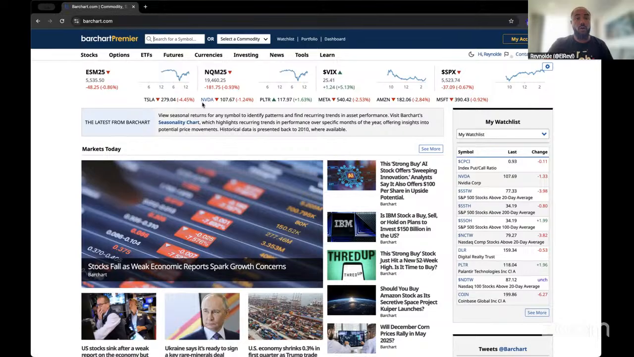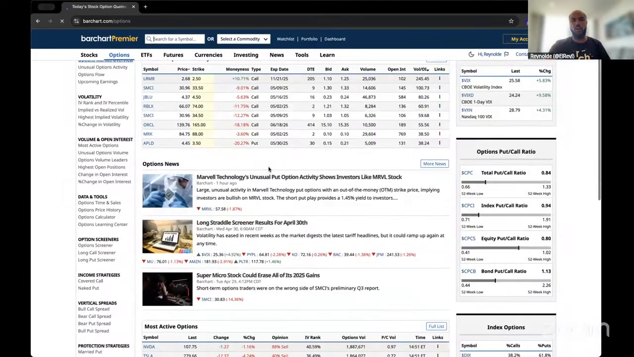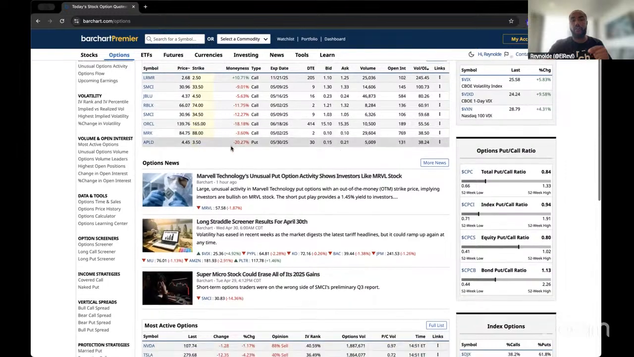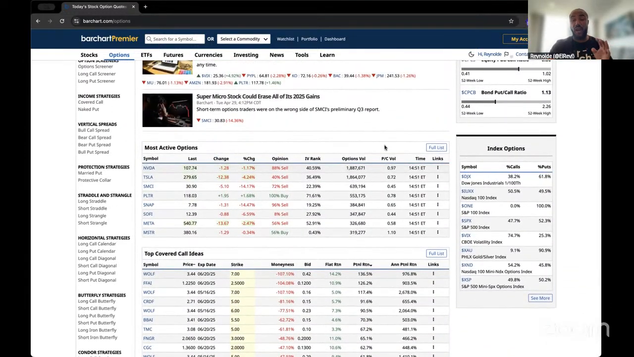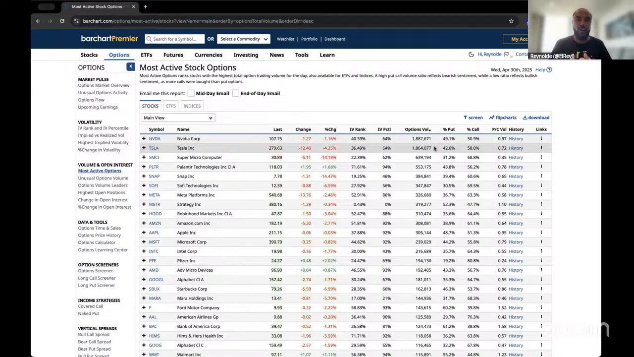All right, let's go over options flow data. Now, if you're on Barchart, you can come here. When you're on the home page, if you click options from the home page, you do have an overview page here where you'll see the most active options. This is where I say you should usually start, because first, I want to know what are traders trading. Where's the most volume in options trading?